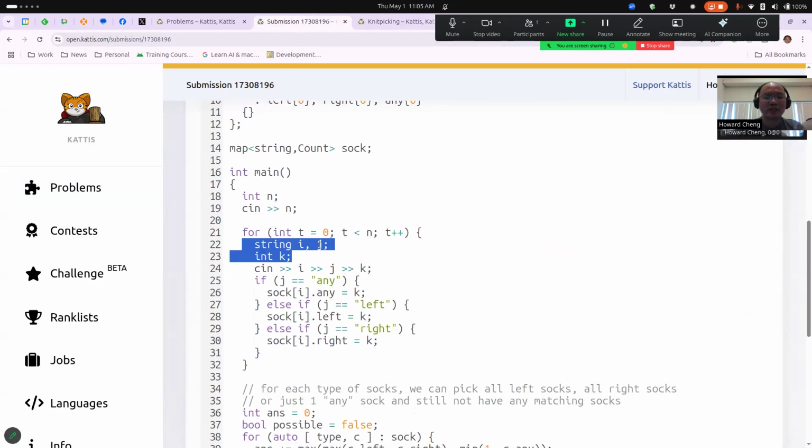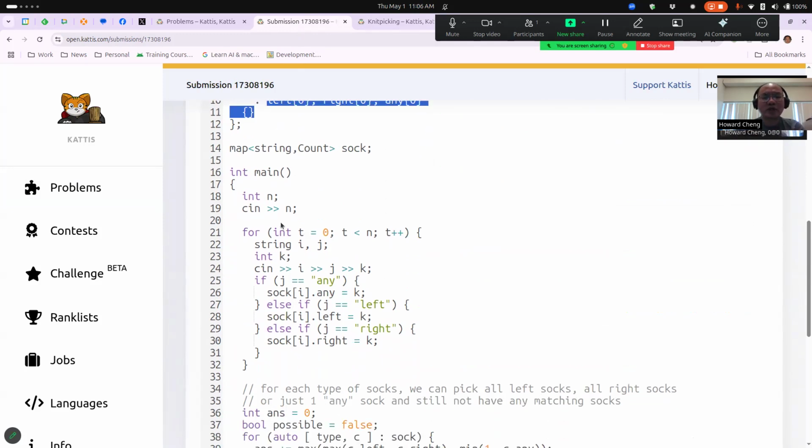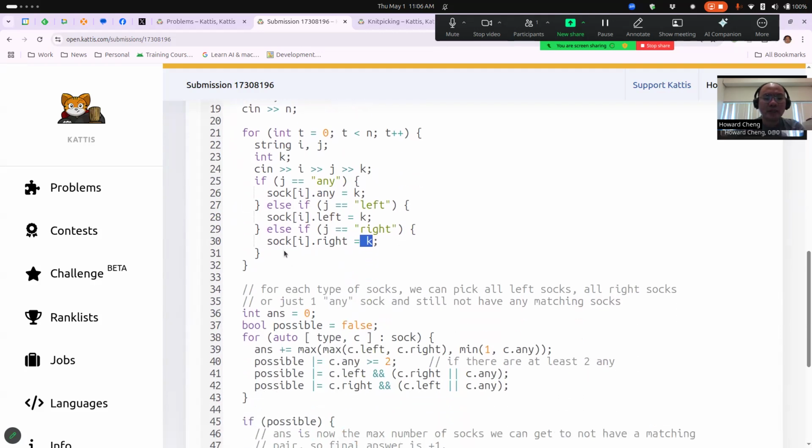Anyway, so that's why I have a loop, using this t, let's say. So I read in i, j, and k. And then I ask, is it any, is it left, is it right? If it's any, then I would say sock[i].any = k. So this will go to the entry for sock. If there was no entry for that sock before, it will initialize it to 0, 0, 0, the default constructor. Otherwise, whatever entry was there already, it would just keep, and I just initialize the corresponding field with the right number.